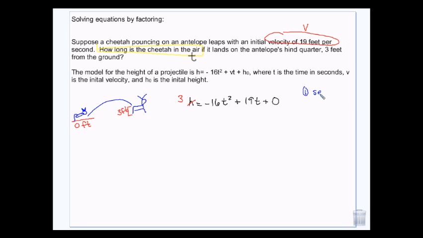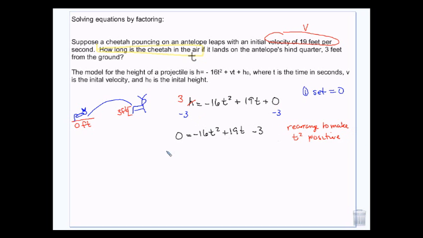So I have to set it equal to 0 first. In order to do that, I'm going to subtract that 3 from both sides. And so I get 0 is equal to -16t squared plus 19t minus 3. And I don't like all these negatives in here, so I'm actually going to rearrange to make that t squared positive, just because that way it's going to be easier to deal with.